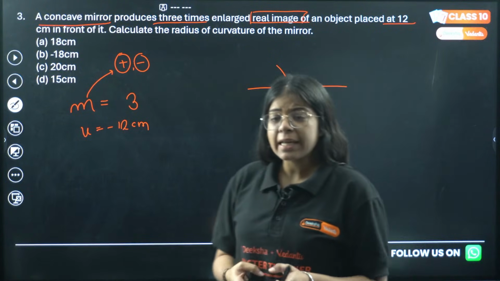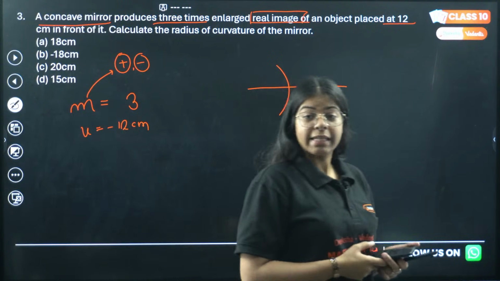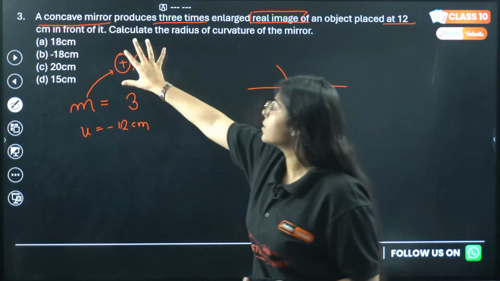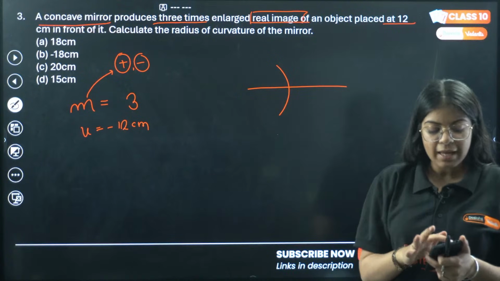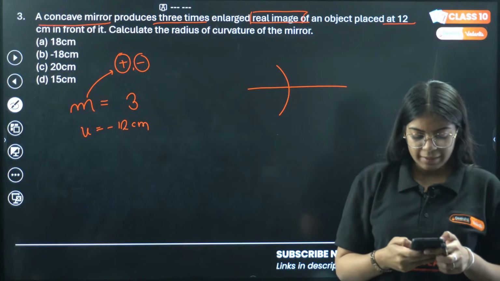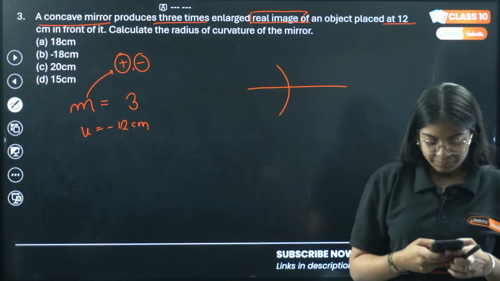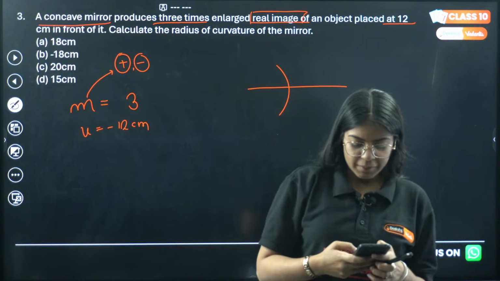This is a very tricky numerical, but not that tricky. You just need to find what is the sign of magnification. If you did that, you will be all good. Okay, let me know the answer.